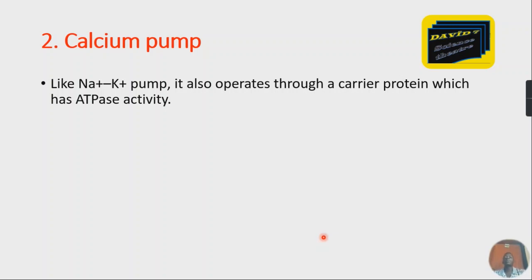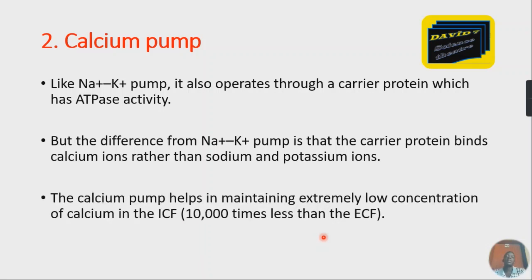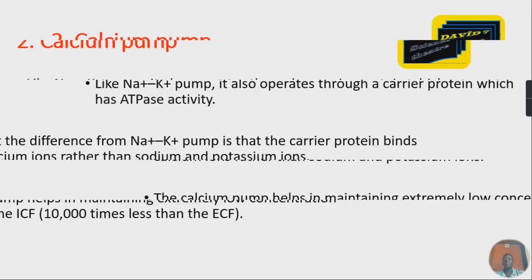Just like the sodium potassium pump, this also operates in the same way, okay? The difference is just that the carrier protein binds calcium ions rather than sodium and potassium. So in this case, this pump will be pumping calcium ions. And the calcium pump helps in maintaining an extremely low concentration of calcium in the intracellular fluid, about 10,000 times less than that in the ECF, okay?